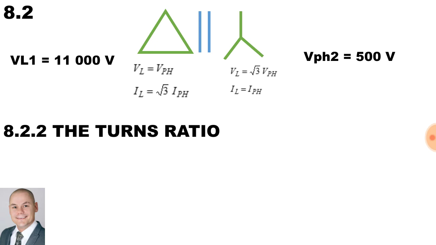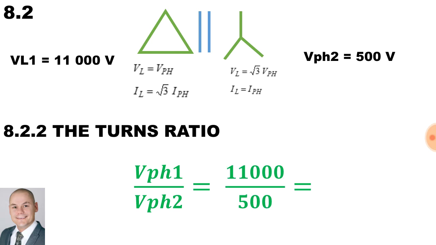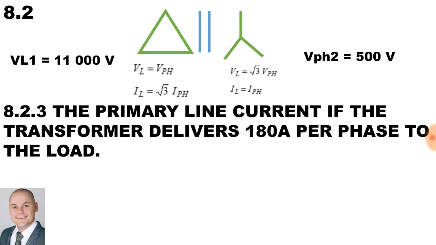8.2.2, to calculate the turns ratio. Now, when calculating the turns ratio for a three-phase transformer, we always use phase values. Therefore, it's V phase 1 over V phase 2. V phase 1 is 11,000 volts. V phase 2 is 500. Therefore, the ratio is 22 on the primary and 1 on the secondary.